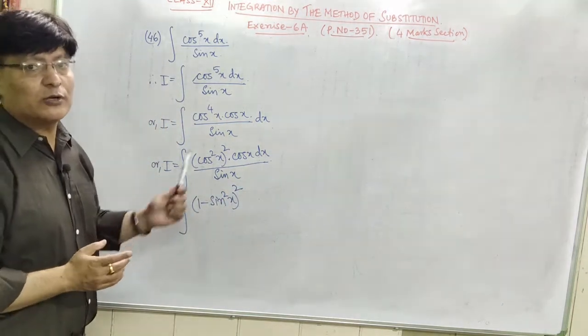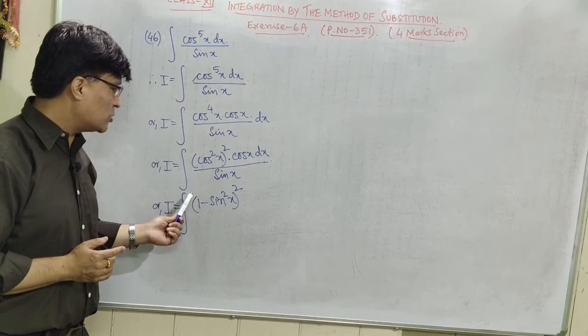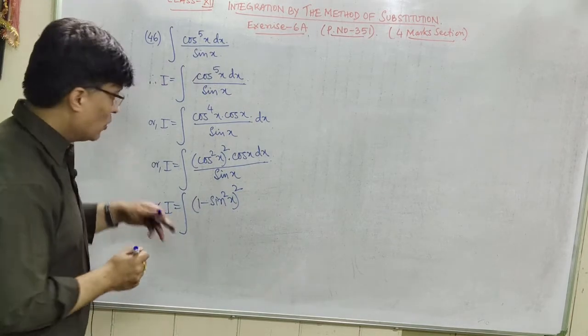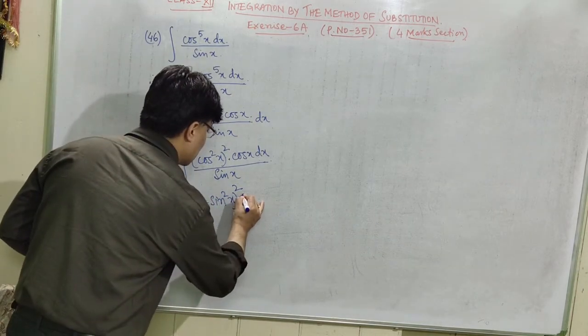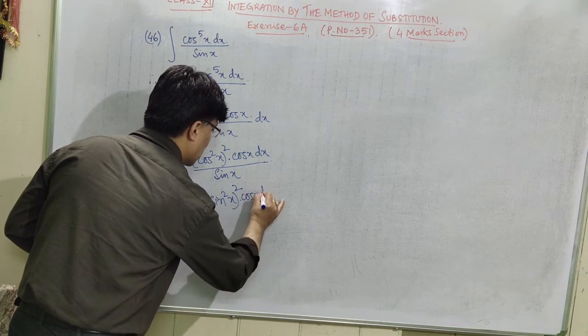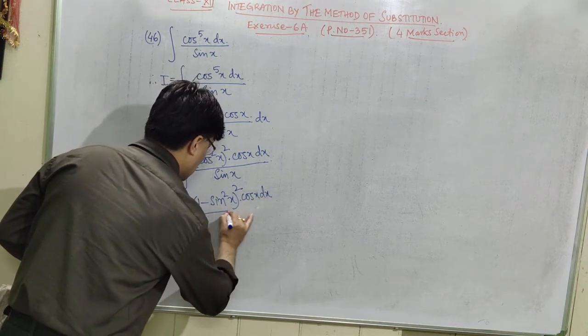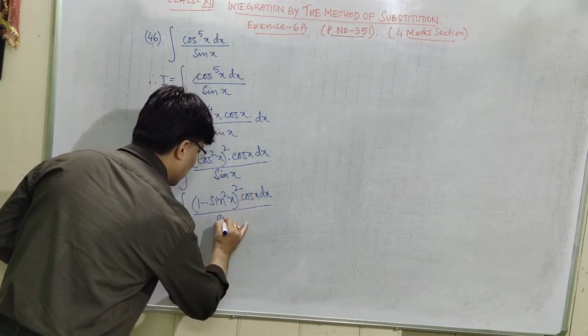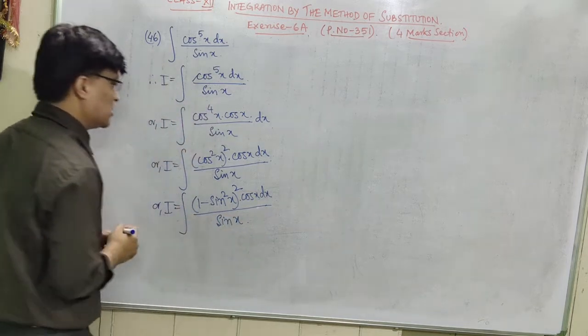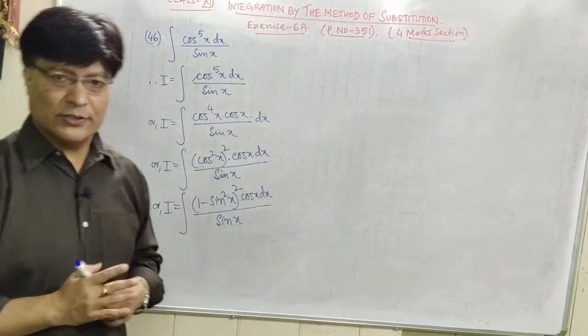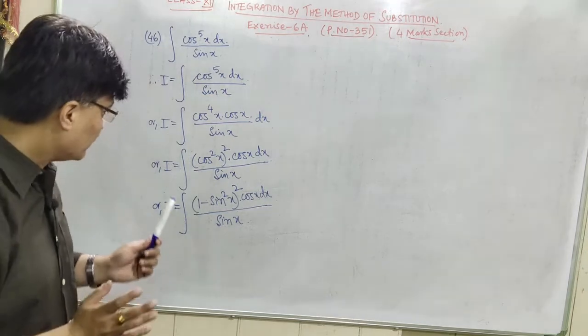You know that this is 1 minus sin square x. You know the formula of cos square x. What is cos square x? It is 1 minus sin square x, whole square into cos x dx, this whole divided by, this is your sin x. So I think you have understood it now.